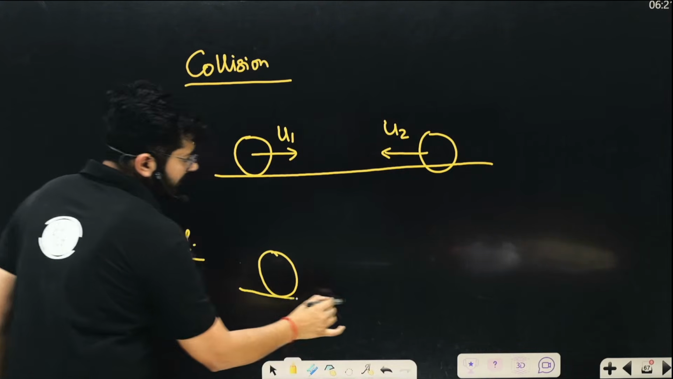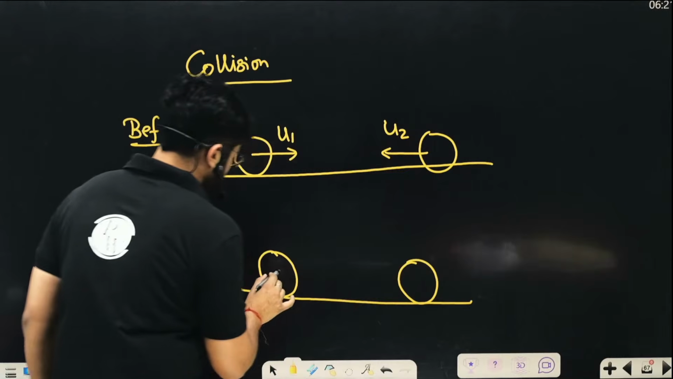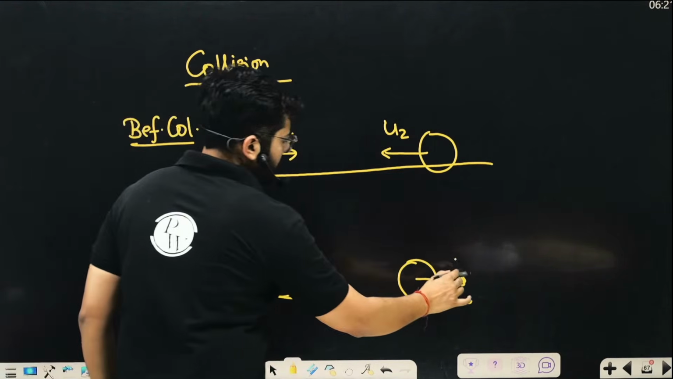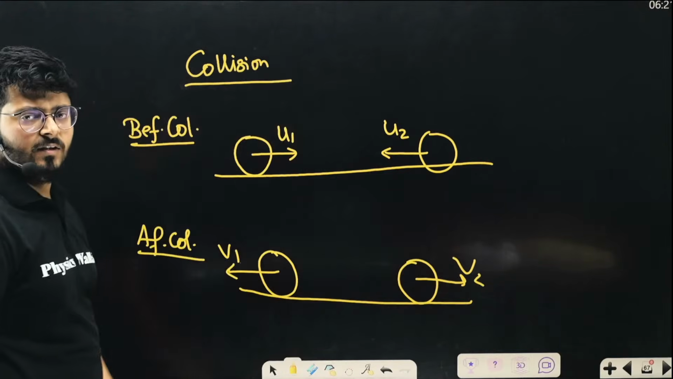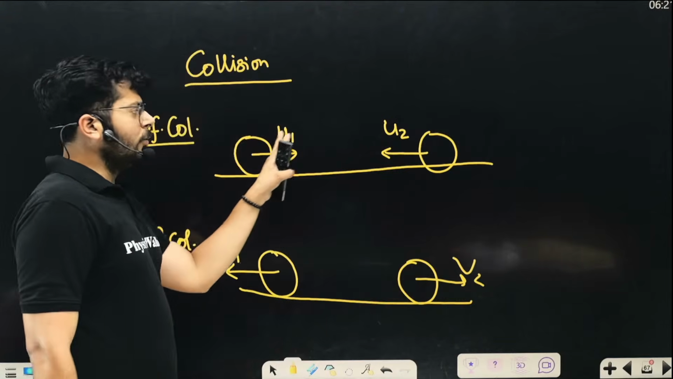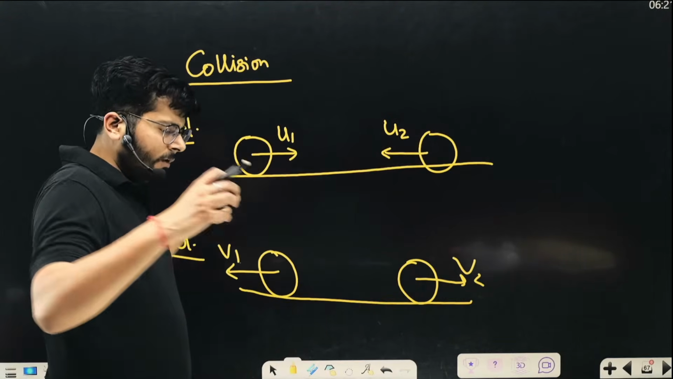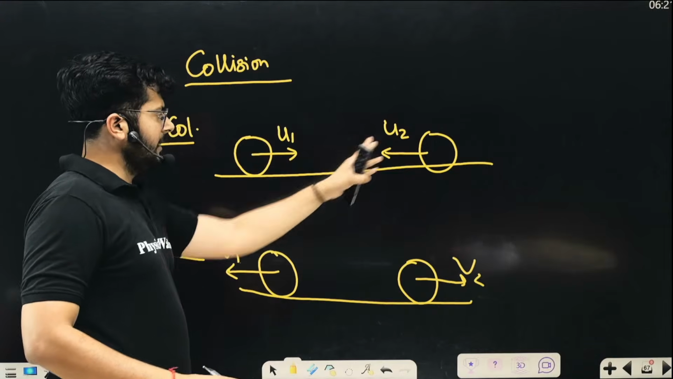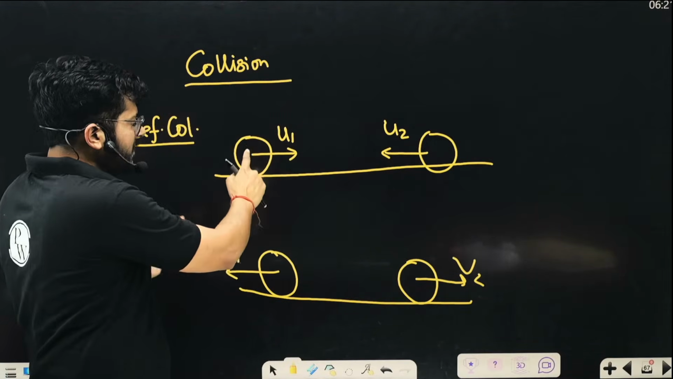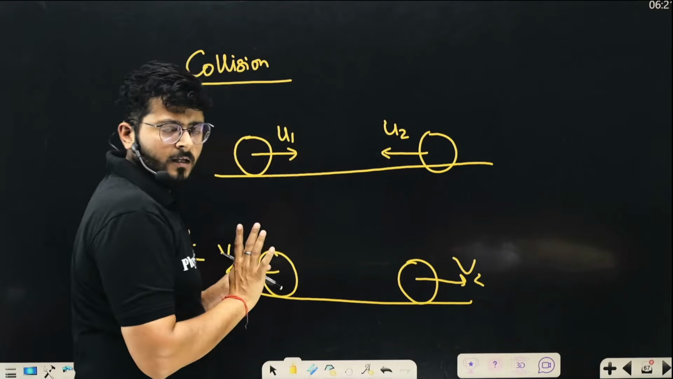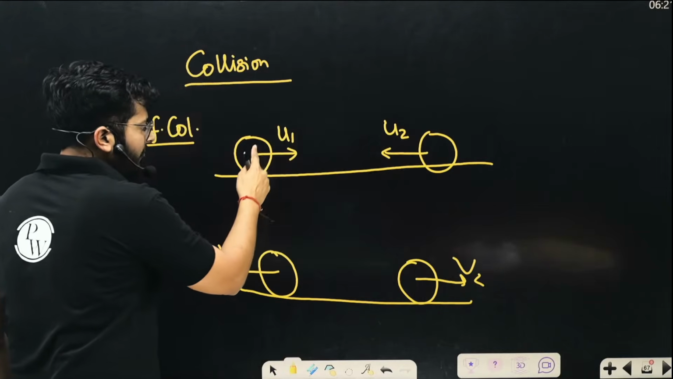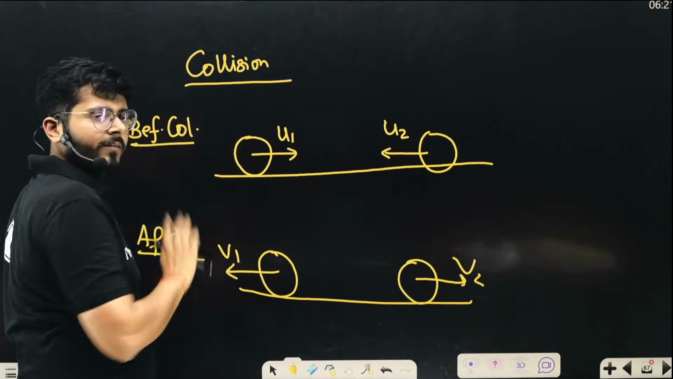After collision, the direction of velocity could be anything. Let's say that this is moving in this direction, the other one is moving in that direction with the velocities v1 and v2, right? So now understand what is happening. Before collision, they were moving with u1, u2. Once they collide, this body is moving with v1, the other body is moving with v2. Now think about it. In the collision, this body will apply force on this one, so the momentum of this body will change. Sure. This body is going to apply force on this one, so the momentum of this body will change.